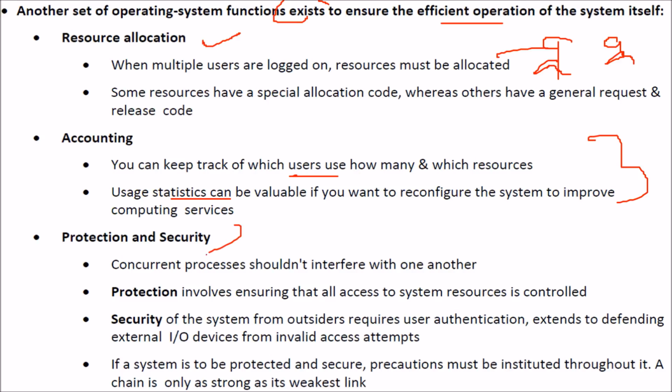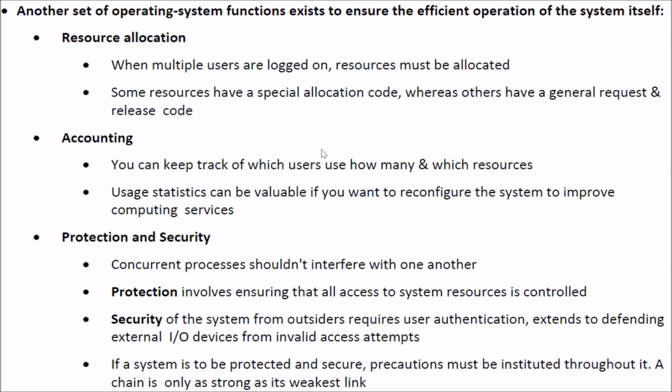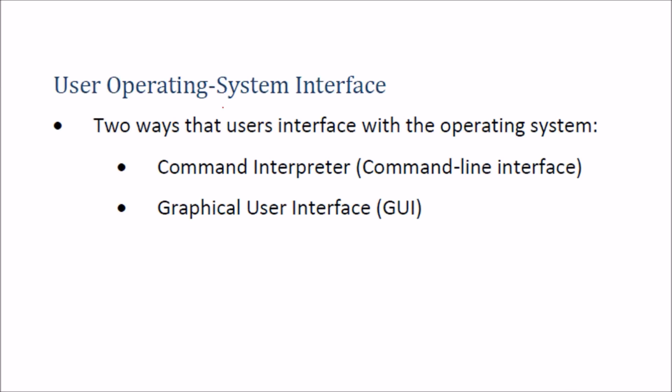Then we have protection and security. Whatever you are doing, we have to have protection and security. Protection involves ensuring that all access to the system's resources is properly controlled. Security means authentication. We don't want any invalid access attempts, and even if there are, we need to see the weakest link in the chain, because the weakest link is the one which is susceptible to protection and security threats.